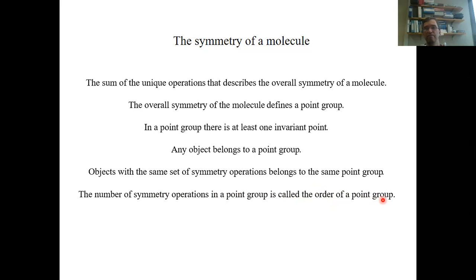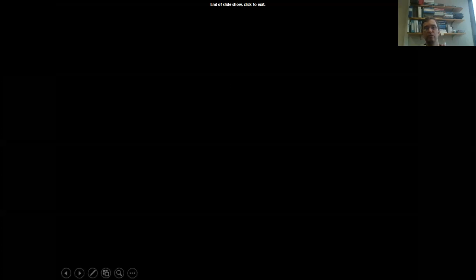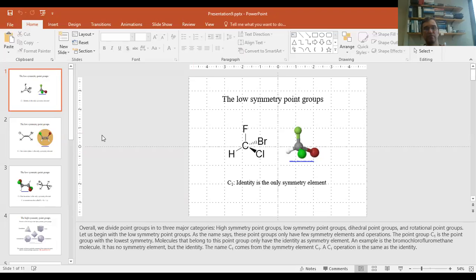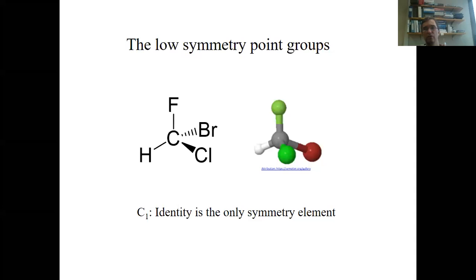So now in the following, let us go through all the possible point groups that exist, and try to understand them and try to categorize them. And in order to do this, let's start with this new presentation. Let's start with what is called the low symmetry point groups. The low symmetry point groups, as the name says, have only few symmetry elements and few symmetry operations.